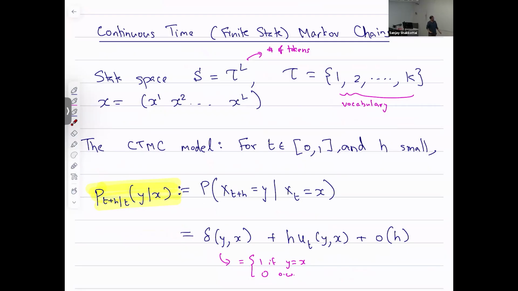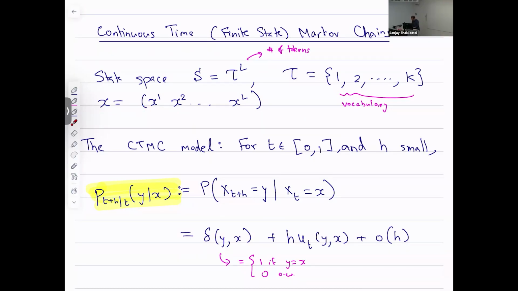Let's understand a continuous time Markov chain model. The state space is discrete. There are L tokens. Each token is from the vocabulary 1 to K. So any state is of the form x1, x2 up to xL. So it's just a sequence of integers. That's all this is.